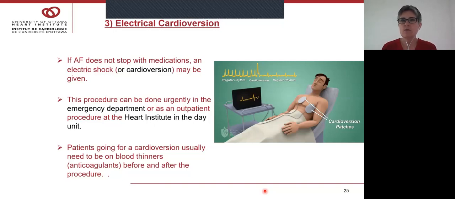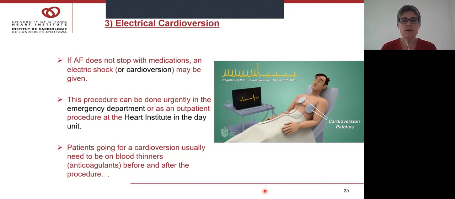We know we do a good job of getting people back into normal sinus rhythm, but it's not curative. We know the atrial fibrillation will come back at some point. Could be days, weeks, months, sometimes years. Sometimes people come in, they've had an episode of atrial fibrillation, had a cardioversion in emergency, and then don't have another episode for a number of years. So it's not possible to know how long the normal sinus rhythm will last.